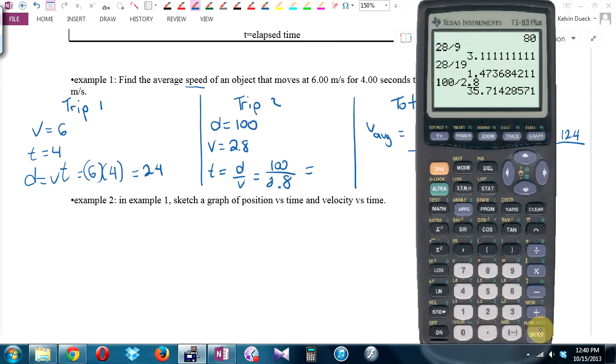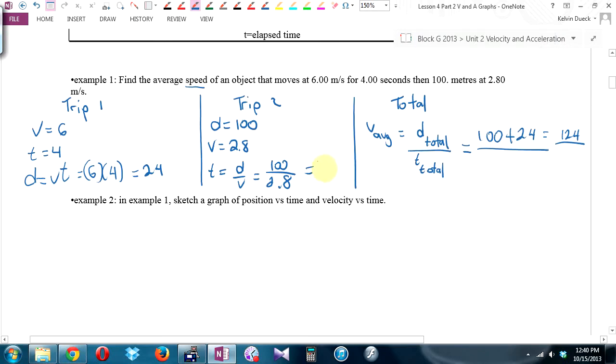You get 35.7? Yes. Technically should go to 2 sig figs, but I'll go 35.7 for now. So I think the total time is 4 plus 35.7. And maybe you can even do that in your head without a calculator? 39.7. Now, I'll certainly live with a calculator for this.